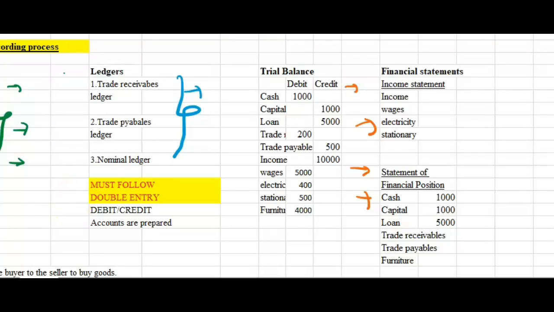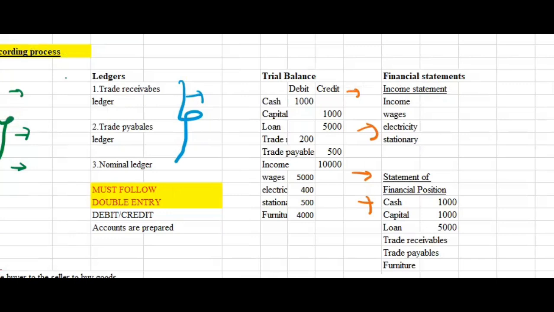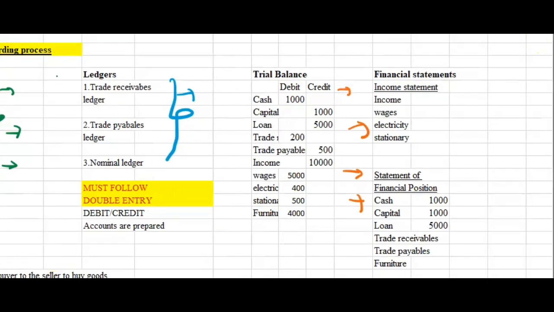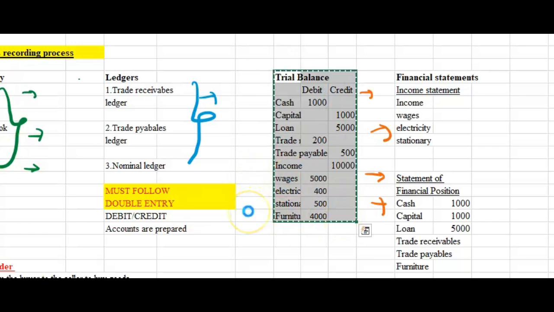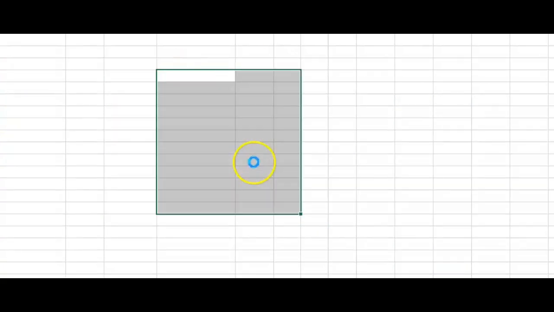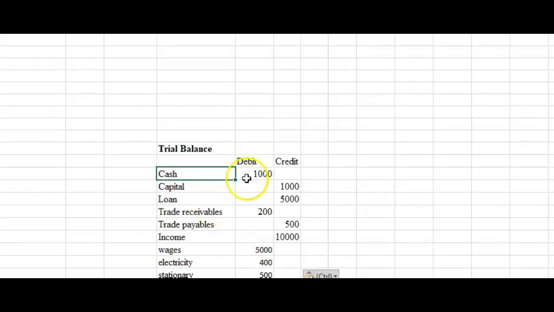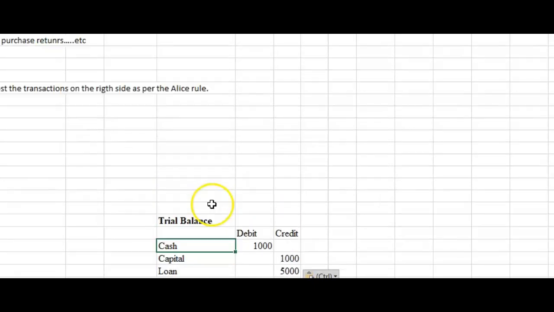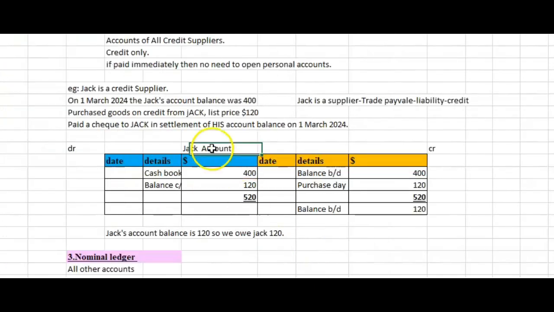Welcome to the final chapter of the accounting cycle in Accounting Basics. In this video, we will look at the last two steps, the trial balance and the financial statements. In the trial balance, we take the final balances of all the accounts from the ledgers and bring them together in one place. The trial balance has three columns, one for the account names, one for debit balances, and one for credit balances.